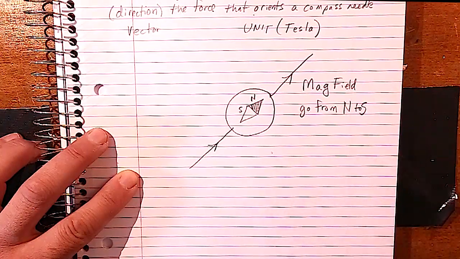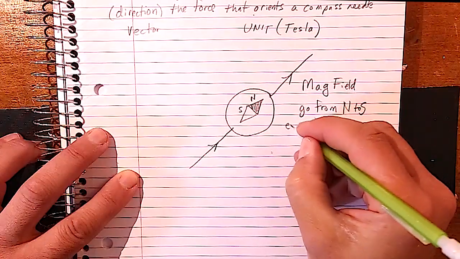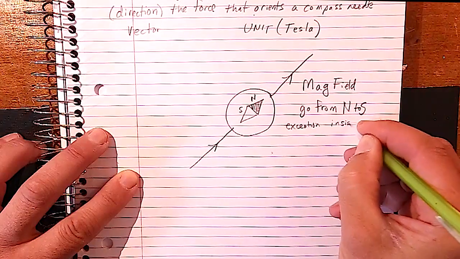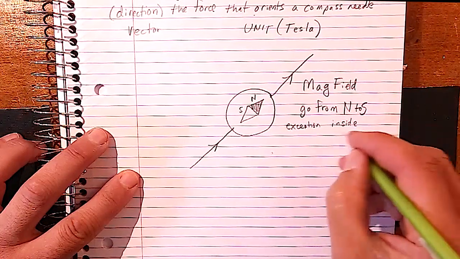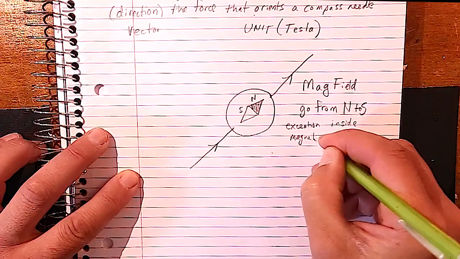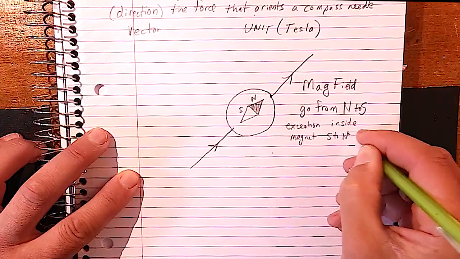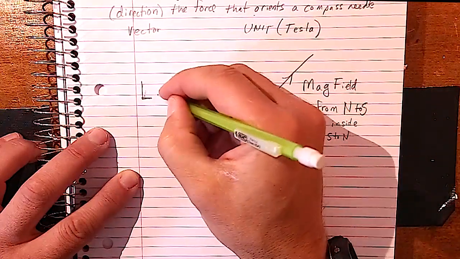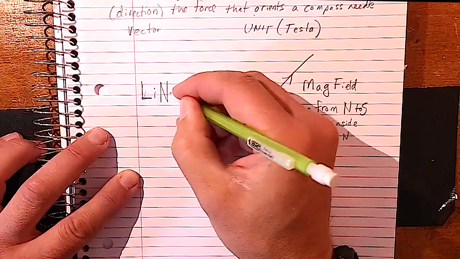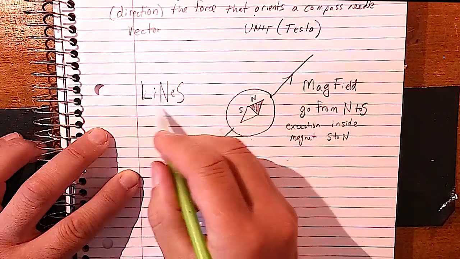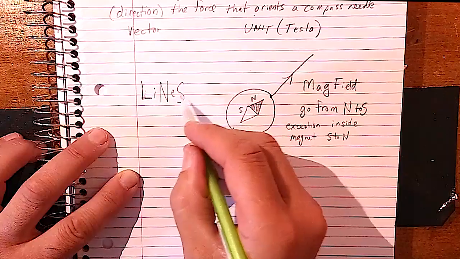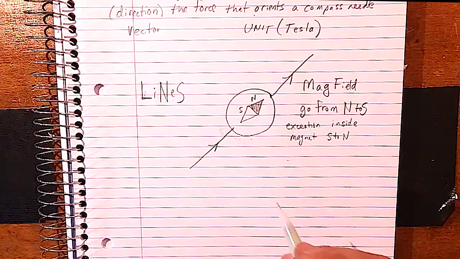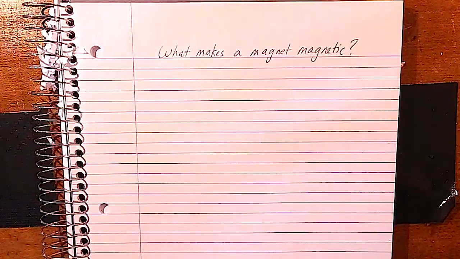But there is an exception, and that exception is inside a magnet. If we go into the material itself, inside the magnet, they go from south to north. And there's a little trick I use to remember this, and it's the word lines. Remember, in lines, they go from north to south with the E, except inside a magnet, they go south to north.